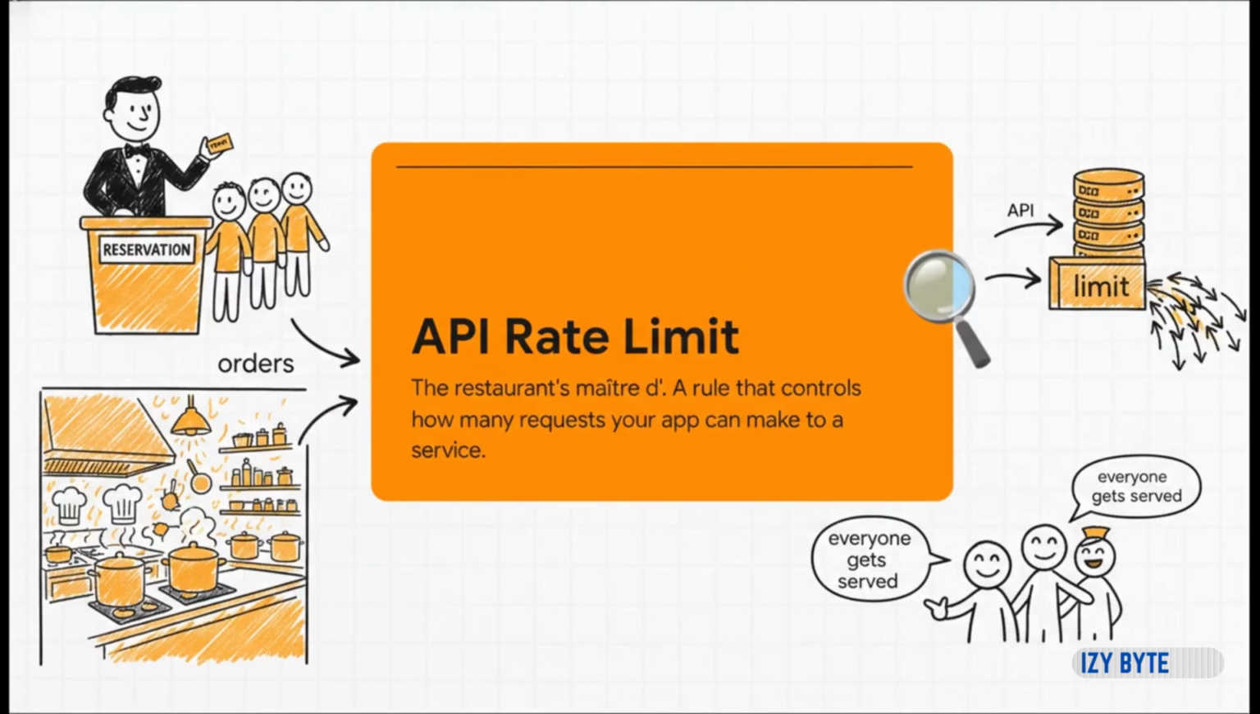And this is where our solution comes in. An API rate limit is kind of like the restaurant's maître d'. It's the person at the front door managing the flow of orders, making sure the kitchen can actually handle the load. It's not there to stop you from getting served. It's there to make sure everyone gets served in a nice, orderly fashion.